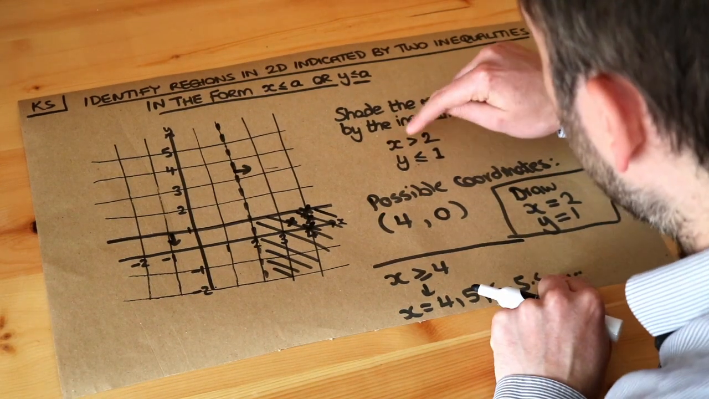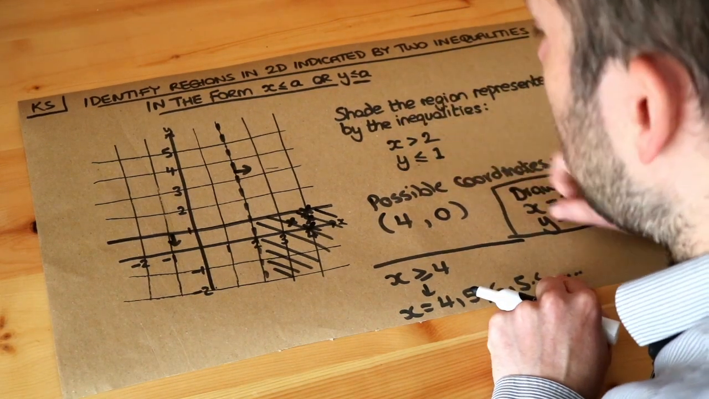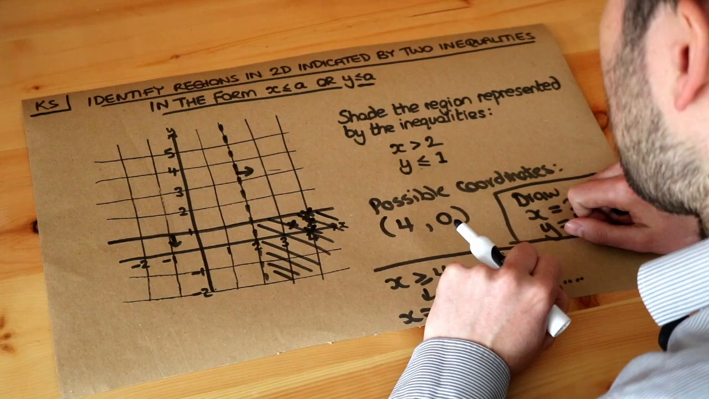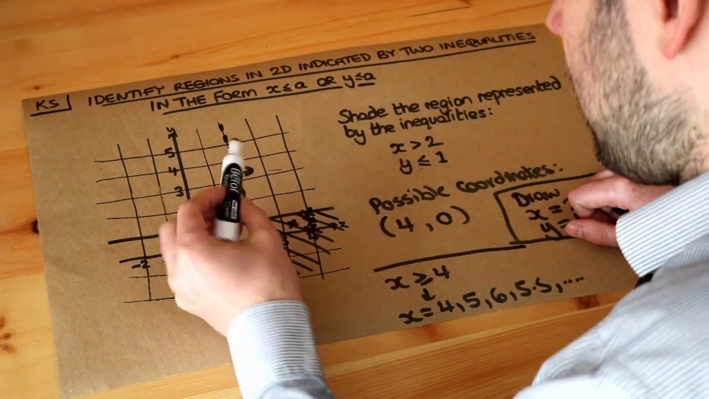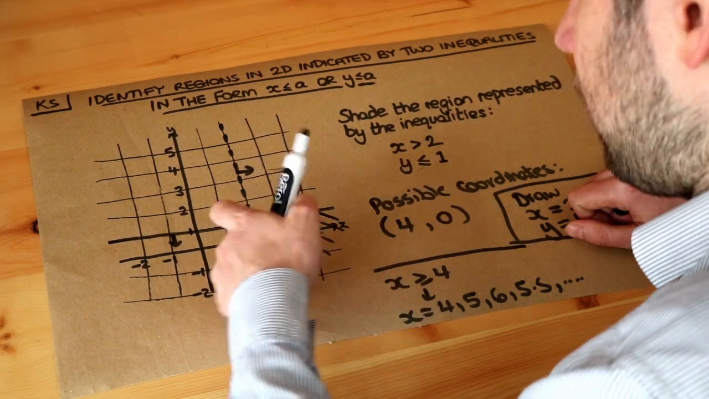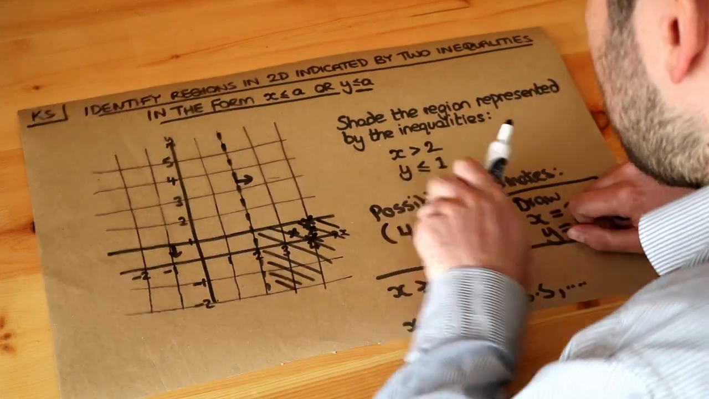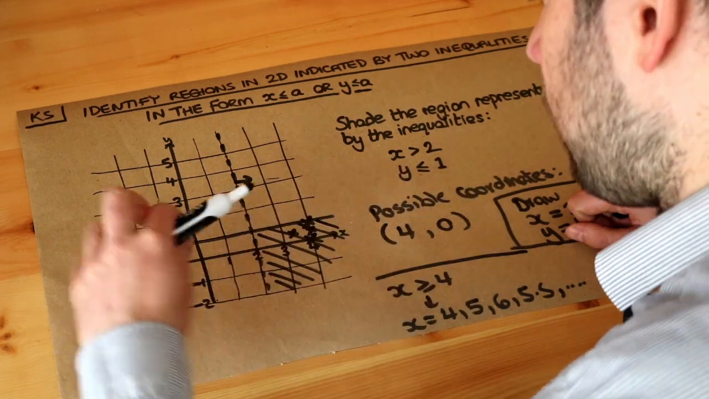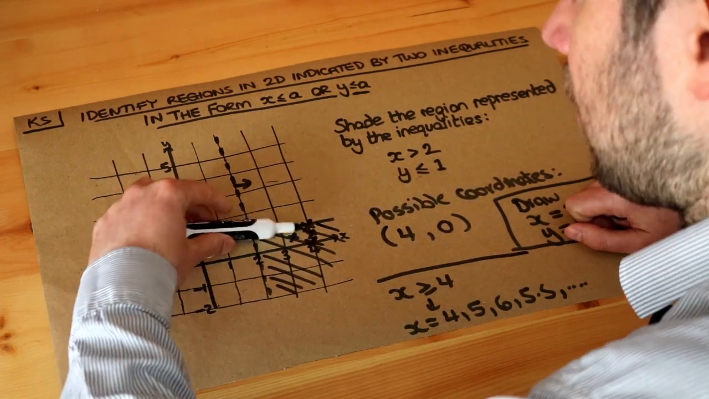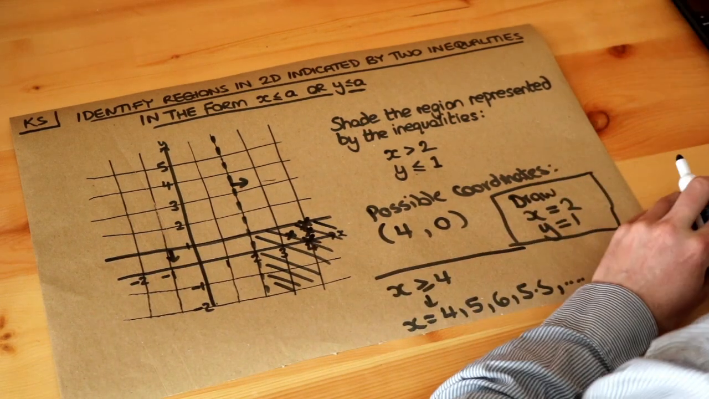So just to summarise, you draw these two lines, but replacing these symbols with equals. So we draw x equals 2, y equals 1. We've drawn those two lines, and then you work out what side of the line you are. If x is greater than 2, then the x value has to be greater than 2, so you're right of this line. And if y is less or equal to 1, the y value is 1 or less, so it's below this line, and then you combine those two restrictions.